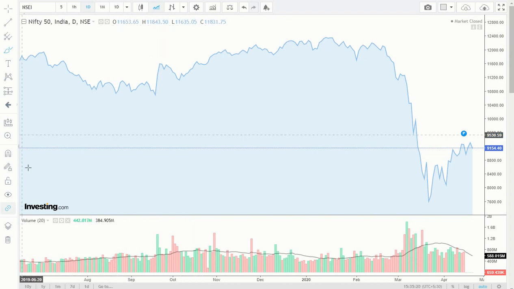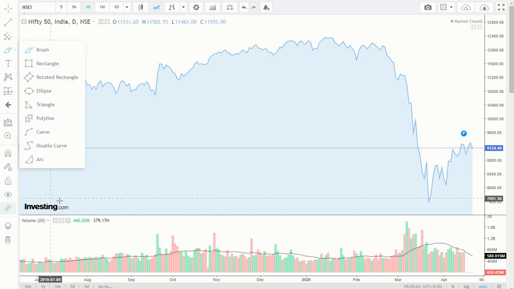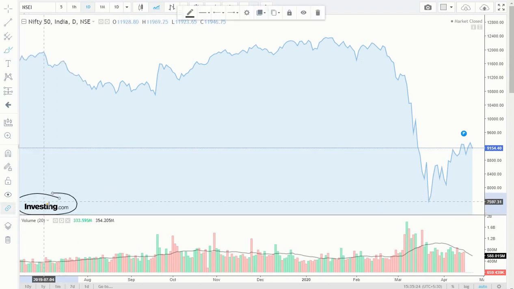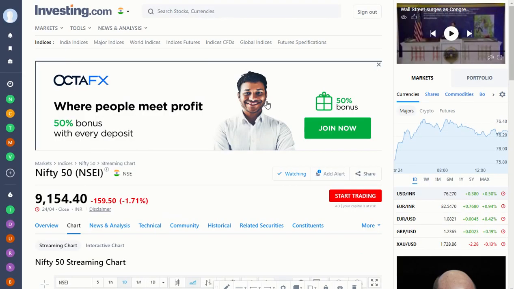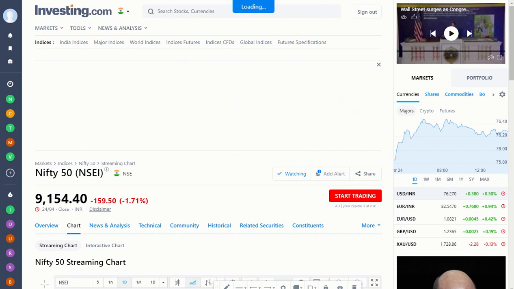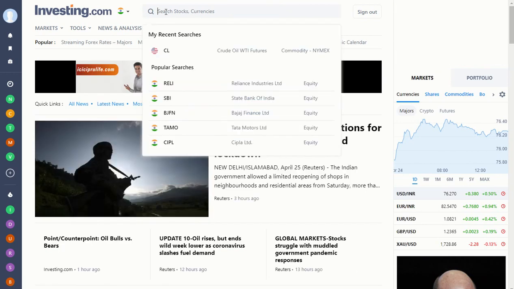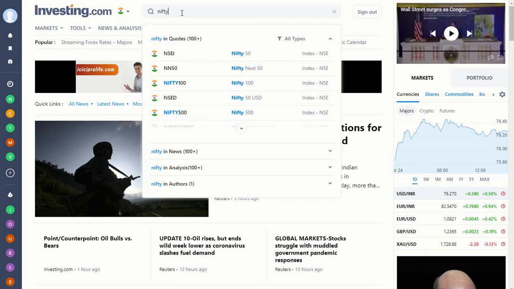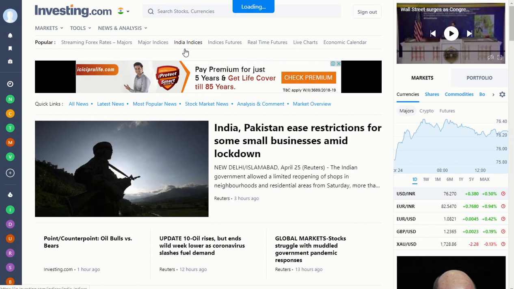So this is investing.com, guys. This is a free website wherein you can create an account and even save your stuff. I will show you from scratch. Let's say you go to investing.com, and you search Nifty. You search the share, and you get Nifty 50.